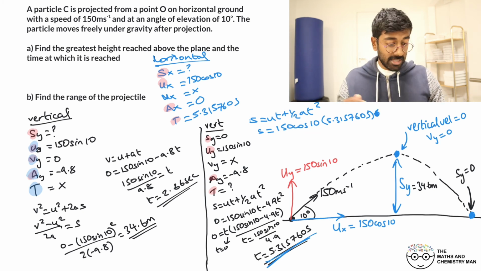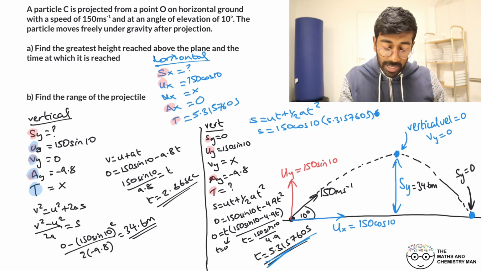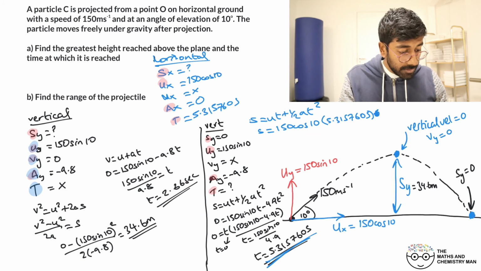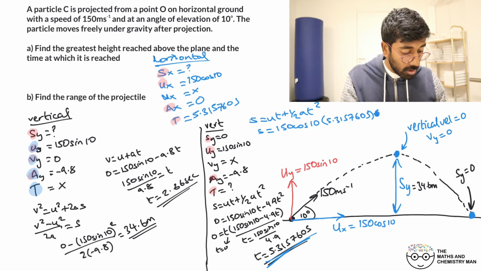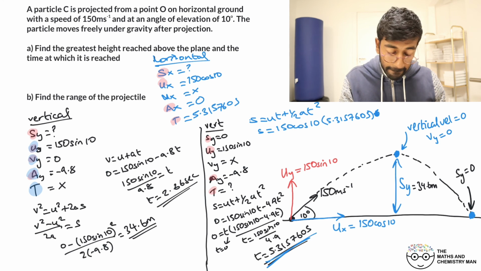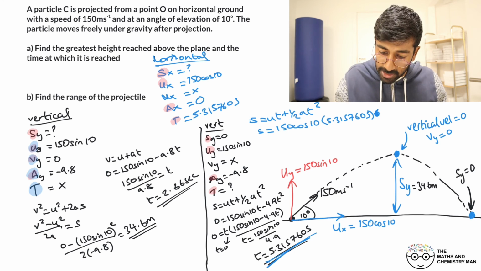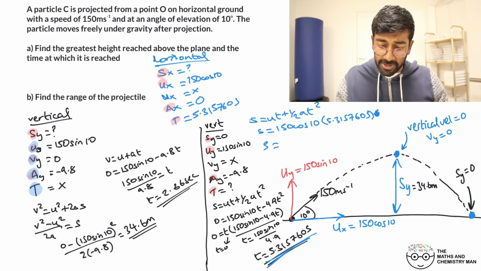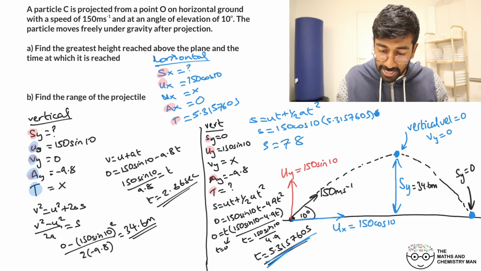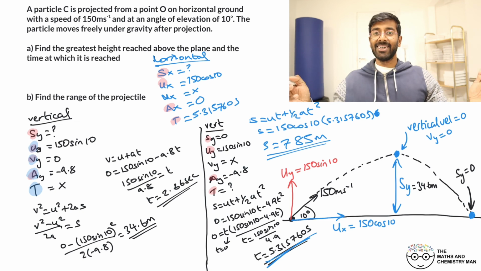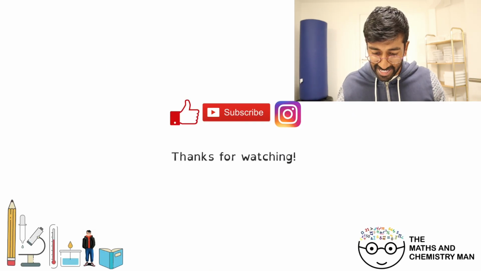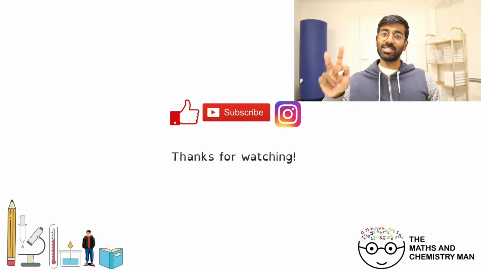So let's just type it straight in the calculator. 5.3157605 times by 150 cos 10, and that comes out as, if we're going to 3 significant figures, 785 meters. Okay, wonderful. So there it is, projectile question number 2 done.